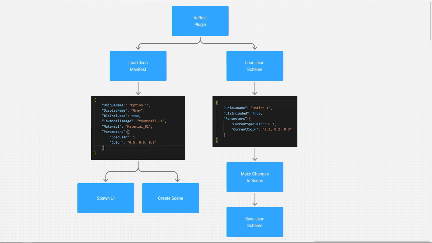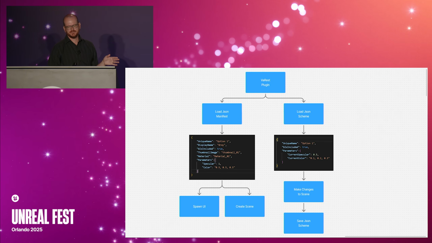So we're using the VA REST plugin, which is, I believe, free on the Fab Store. It's actually a REST API, so it does HTTP interactions, but it also has a pretty robust JSON management system. So we're mostly utilizing it for that, for the time being. Down on the left here, you can see that we load the JSON manifest in. There's a general, basic idea of what that might look like. We use that to then spawn the UI, and then we use it to spawn the scene itself.